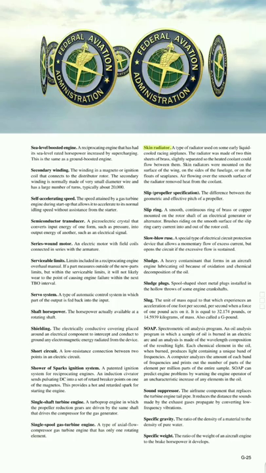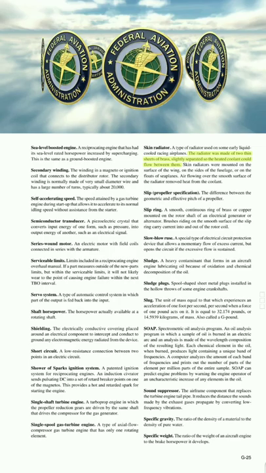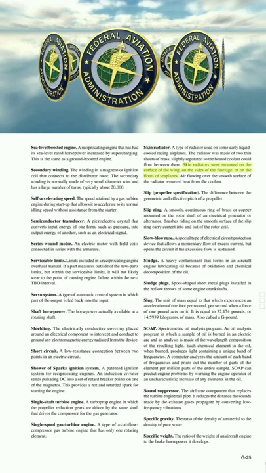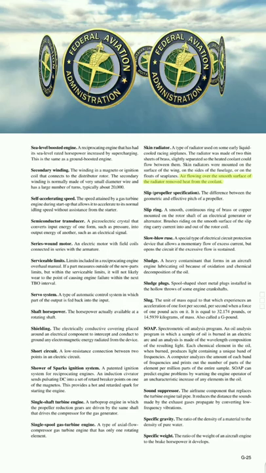Skin radiator. A type of radiator used on some early liquid-cooled racing airplanes. The radiator was made of two thin sheets of brass, slightly separated so the heated coolant could flow between them. Skin radiators were mounted on the surface of the wing, on the sides of the fuselage, or on the floats of seaplanes. Air flowing over the smooth surface of the radiator removed heat from the coolant.